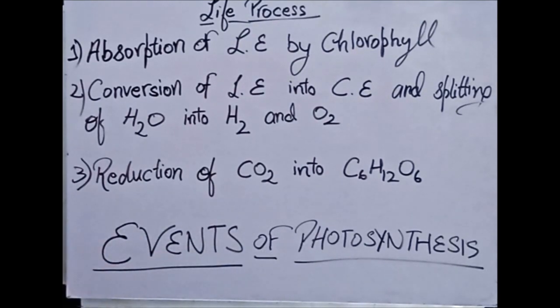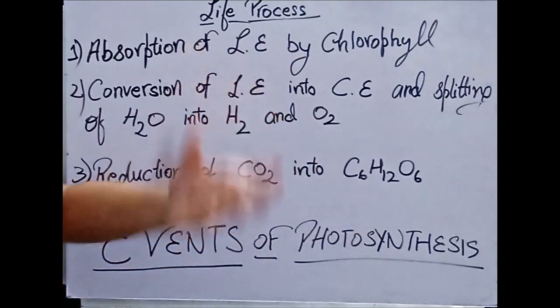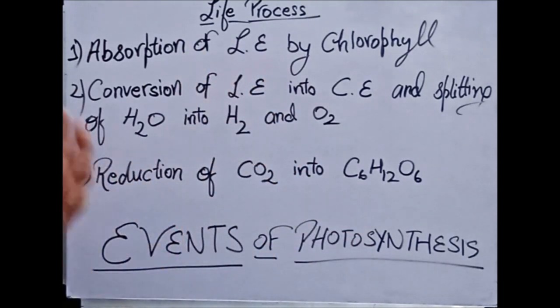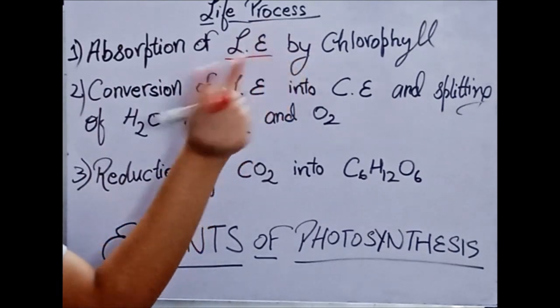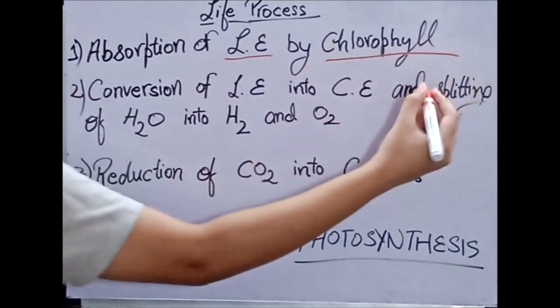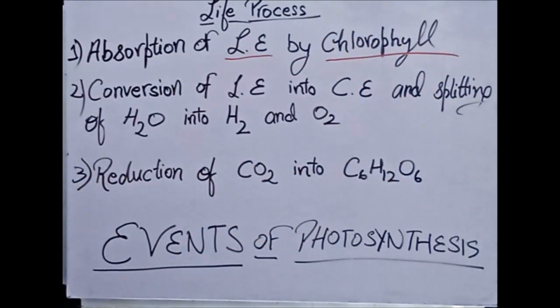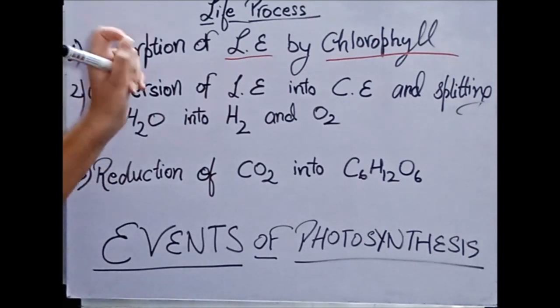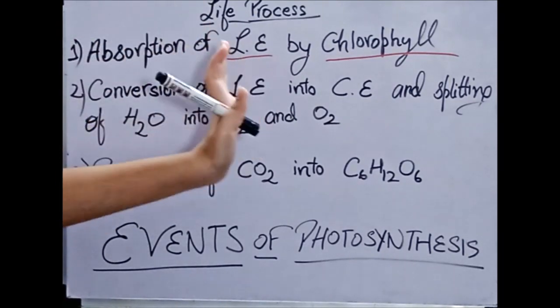If you look into your NCERT textbooks of class 10 science, you will observe that in photosynthesis they have not given you very much in depth about it, but they have given you diagrams and the events of photosynthesis. There are just 3 steps that you need to learn and understand basically. First is absorption of LE, that is your light energy, by chlorophyll. Now let us stress each and every word itself.